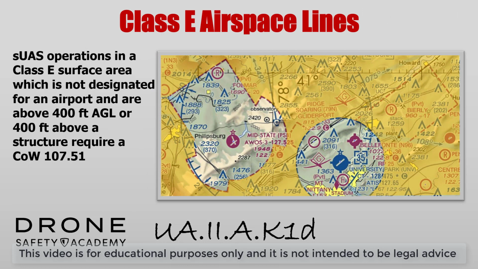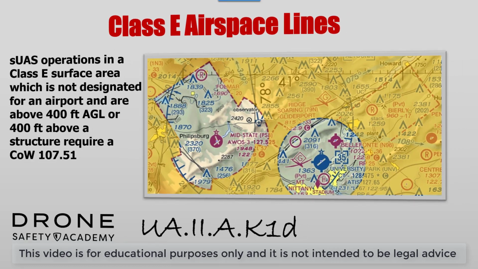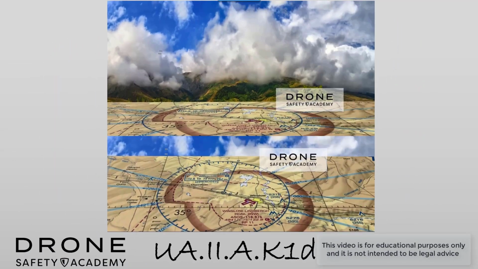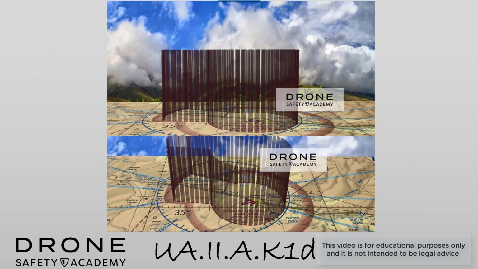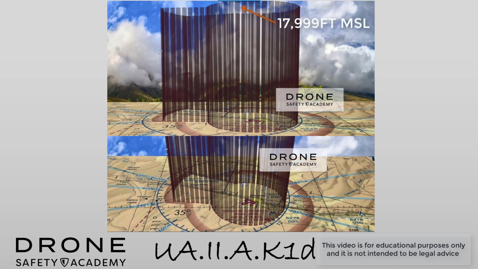Keep this in mind. SUAS operations in Class E surface areas which are not designated for an airport and are above 400 feet AGL or 400 feet above a structure require a certificate of waiver. In this example, we have Class E airspace, starting at the surface extending all the way up to 17,999 feet MSL.